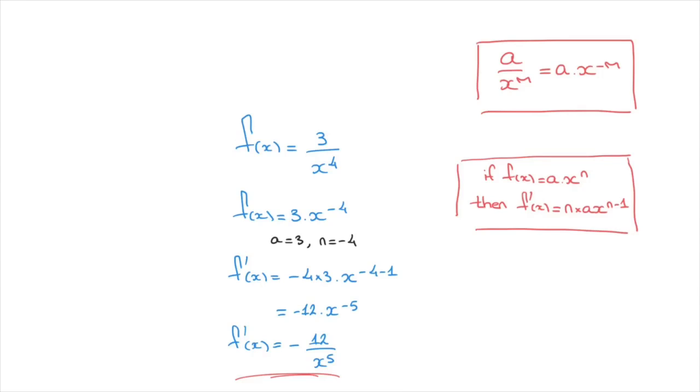Let's look at another example. Let's say we have to differentiate f of x equals 4 over x. Well, looking at this, it may not be obvious right away what the power on the x is. But it's important to realize that when we write x without writing a power on it, it means that we're dealing with the power of 1. In other words, this function can be rewritten as f of x equals 4 over x to the power of 1.